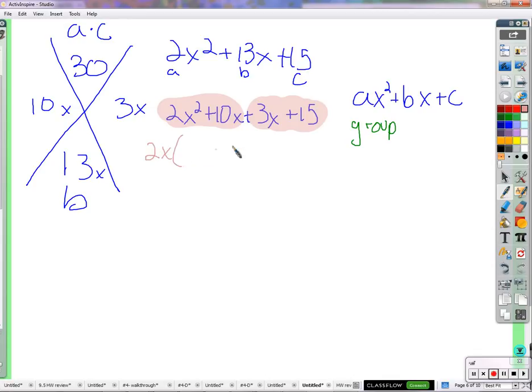2x times. Okay, what do we go in here? If I factor a 2x from both of these, it'll come out to be what? There'd be an x plus 5. Okay, so we know that's correct because if we take 2x and multiply by x, we get 2x squared. 2x times 5 is 10x. So far so good? Okay. Let me change the color of this. I like when things are color coded.